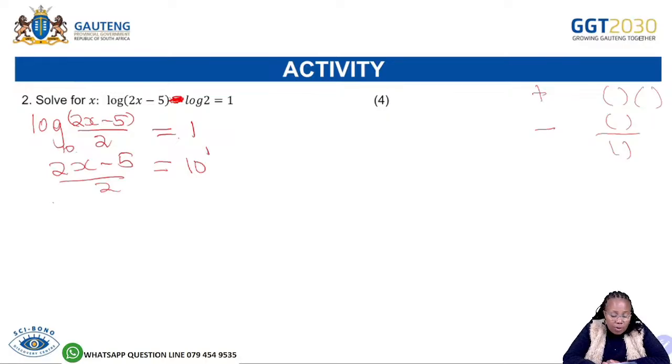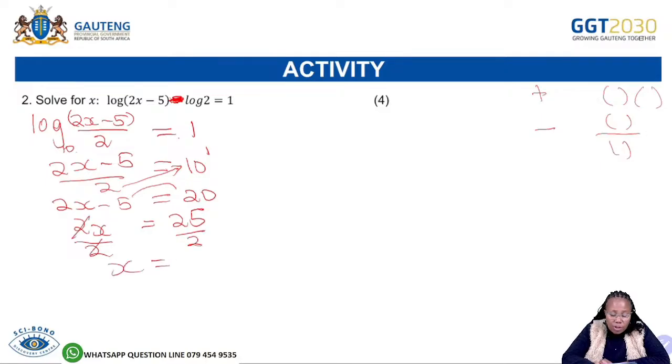And then now we need to solve for x. We are going to cross multiply 2 by 10 there. This will be 20. And then now 2x, transpose minus 5 to the right. It will be 20 plus 5, which is 25. Divide both sides by 2. Therefore, x will be equal to 25 over 2, grade 12s.